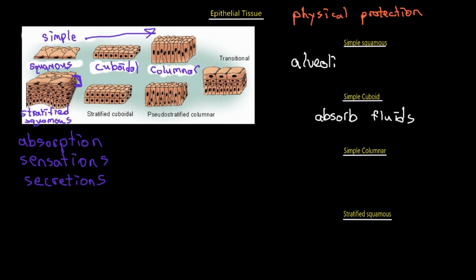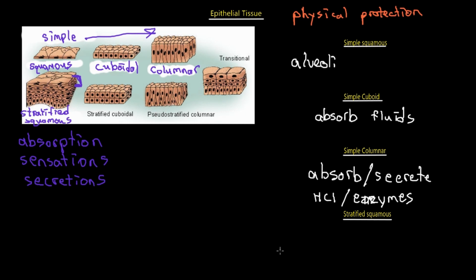Now, simple columnar, this elongated one, would most prominently exist in the digestive system, because its primary function is going to be absorption and secretion, so to absorb. And stratified squamous is going to be just layers of simple squamous, and most predominantly this would be on the skin, so its function would be protection.